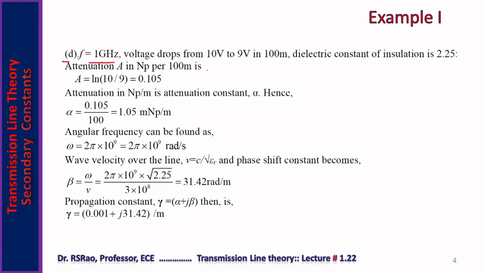Now D. Frequency is 1 gigahertz. Voltage drops from 10 volts to 9 volts in 100 meters. So this particular piece of data gives information pertaining to alpha. Dielectric constant is 2.25. This gives information pertaining to wave velocity or beta.